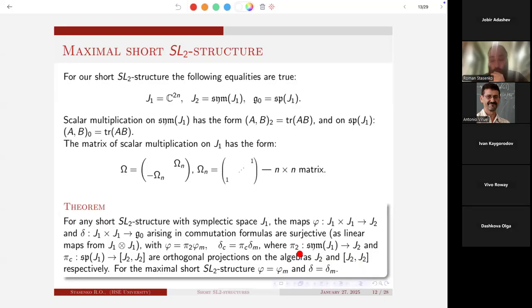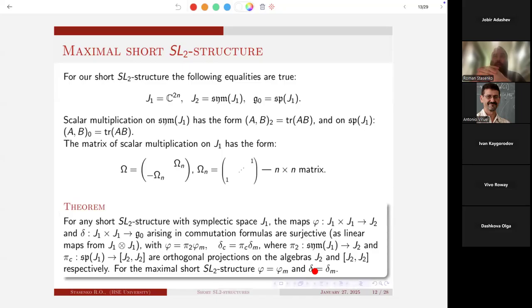For the maximal short SL2 structure, as I said, phi is equal to phi_m and delta is equal to delta_m. So now the last question for us in this construction is: what is the object which is one-to-one correspondent to the short SL2 structure?